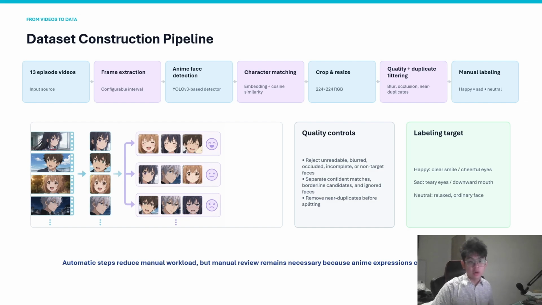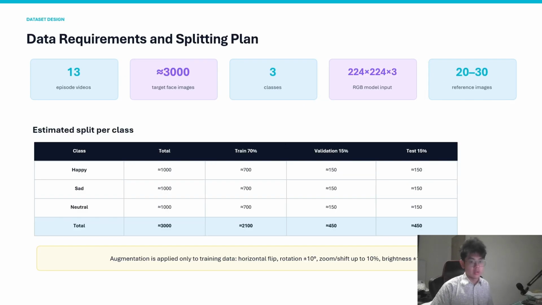Then the face is cropped and resized into 224 by 224 RGB format, because that is the standard input size for VGG16 and also ResNet50. After that, quality filtering and duplicate removal are performed. This step removes blurred faces, occluded faces, incomplete faces, non-target characters, and near-duplicate frames. And finally, the remaining images are manually labeled into happy, sad, and neutral.